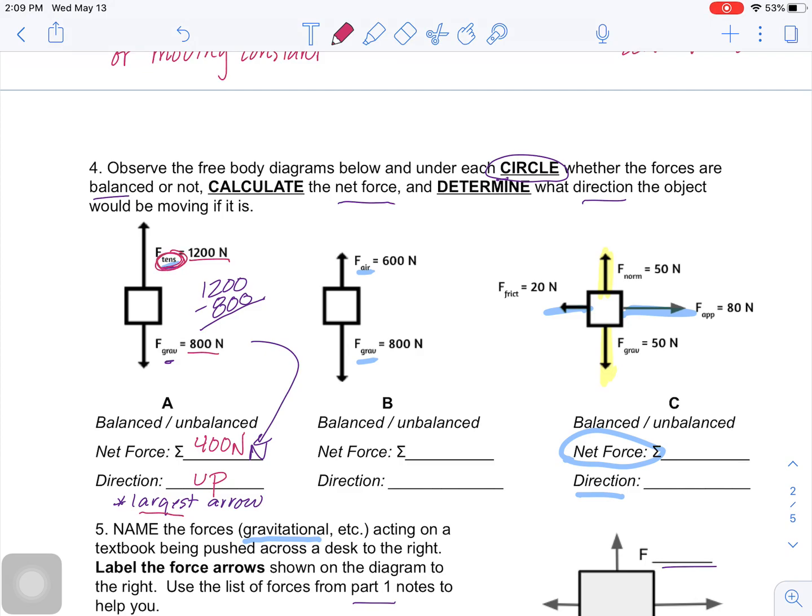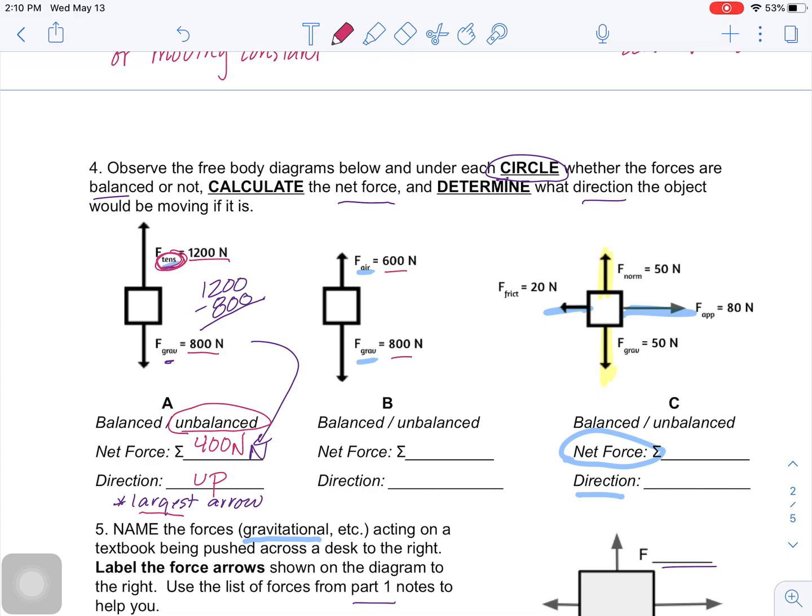And another clue I have here is this tension force. That's an object hanging. So this might be something being pulled up from a pulley or lifted, maybe like a birdhouse being hung, something like that. So that would be unbalanced because I ended up with a number other than 0.